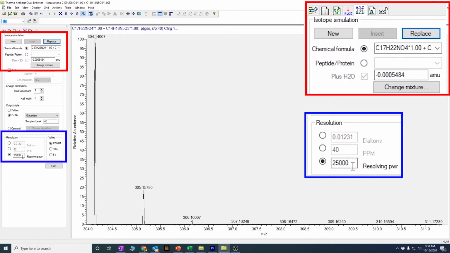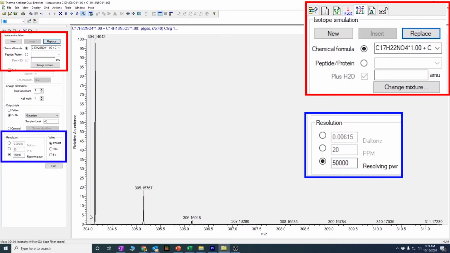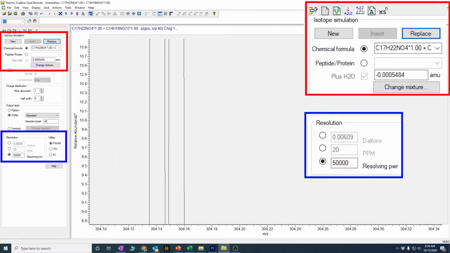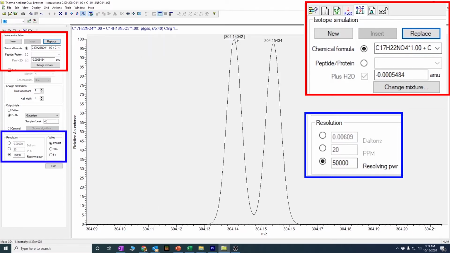Let's keep going. Let's go to resolving power 50,000. I accidentally did 5,000; resolving power 50,000. Okay, we're getting there. Look at that. Now we have separation between these two peaks. If I broaden, there we go. We can clearly see we were at 304.14042 and 304.15434.